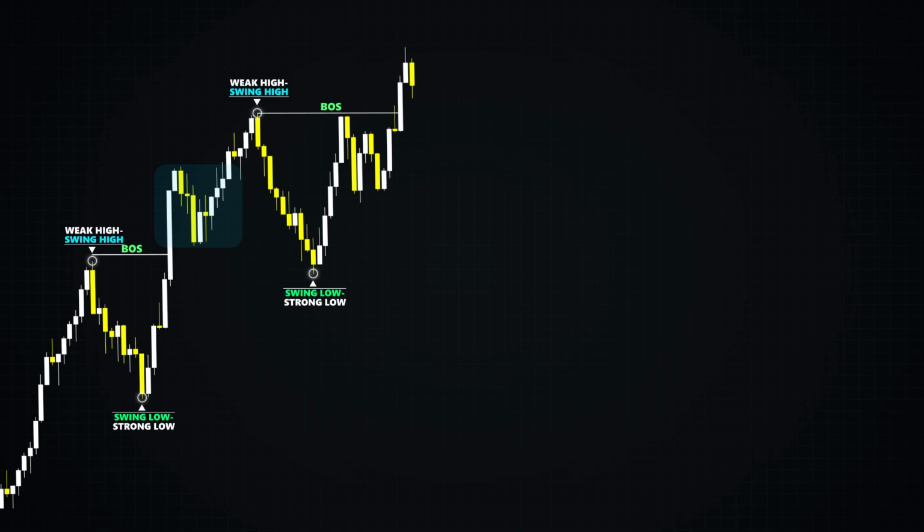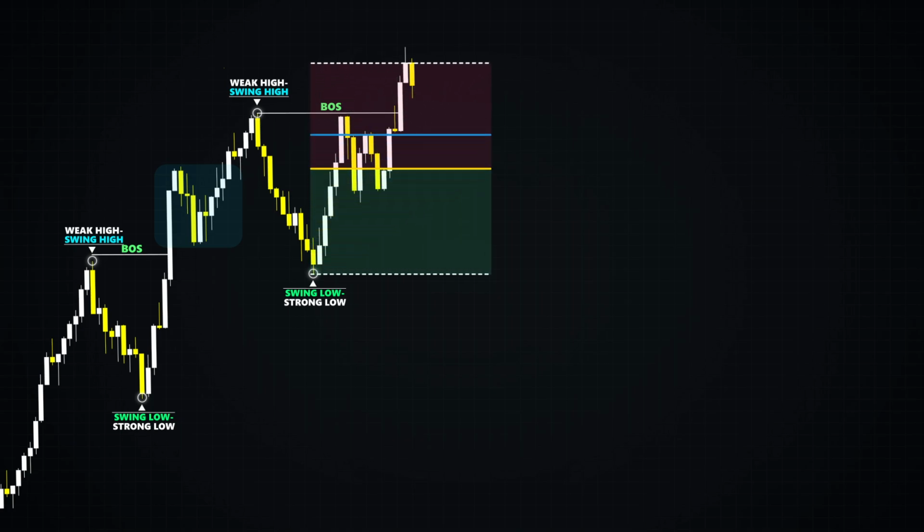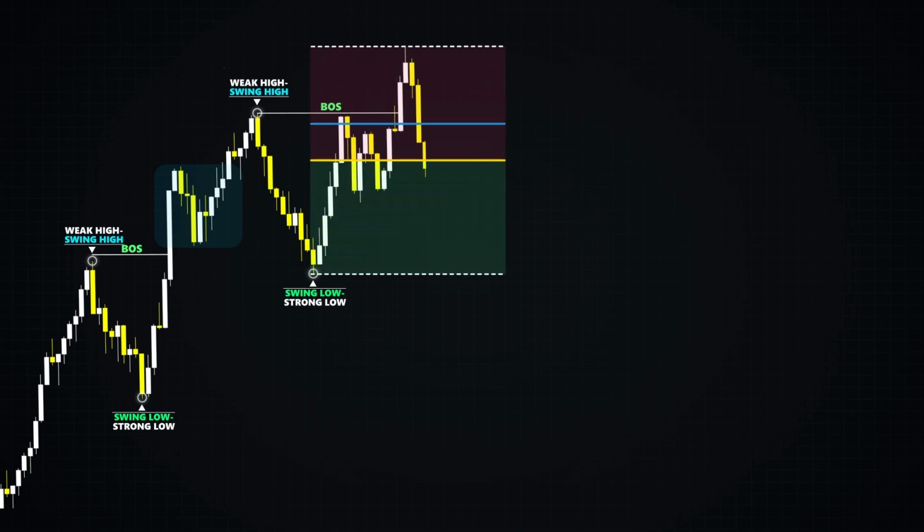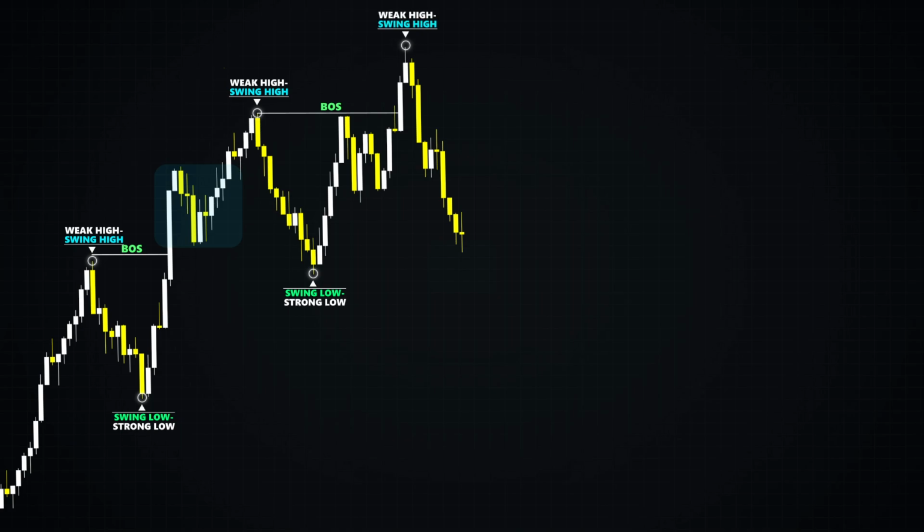Alright, moving forward, we draw Fibonacci again from the new strong low to the high. Price pulls back again, and yes, it touches the 38.2% level. So, once again, this is a valid pullback. We mark the weak high, but now something interesting happens. Instead of breaking higher, price reverses and moves down, breaking the strong low.